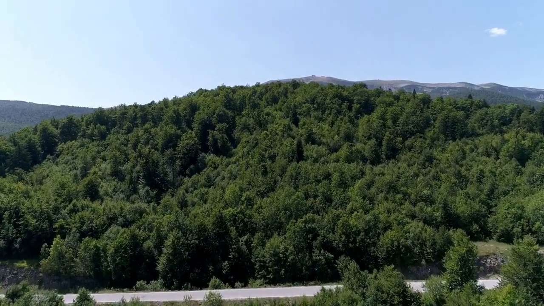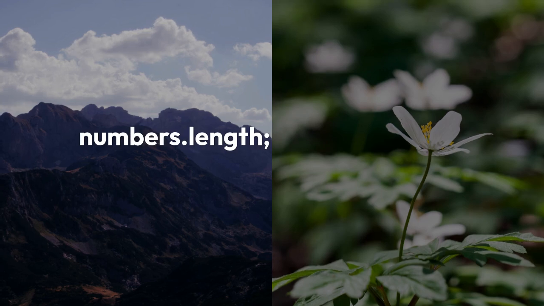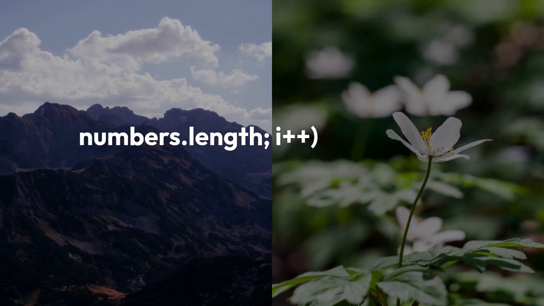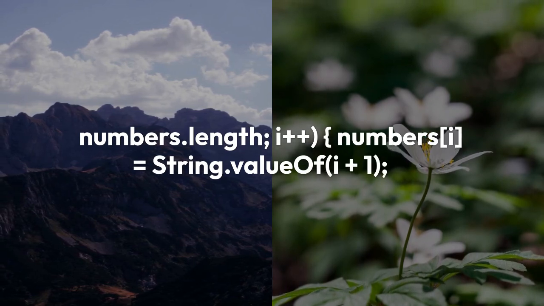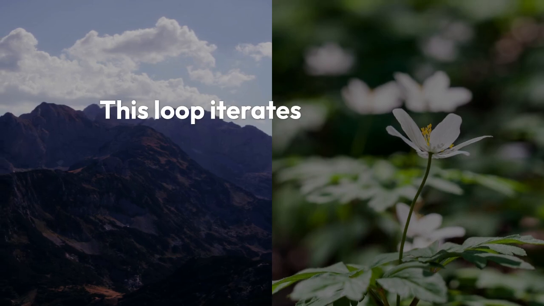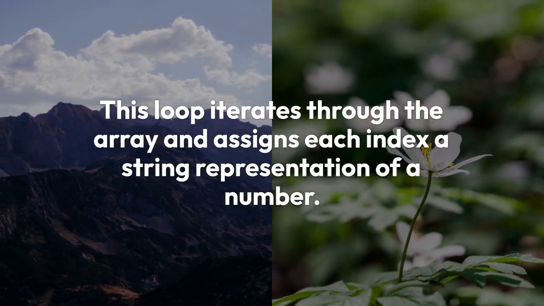String[] numbers = new String[10]; for (int i = 0; i < numbers.length; i++) { numbers[i] = String.valueOf(i + 1); }. This loop iterates through the array and assigns each index a string representation of a number.